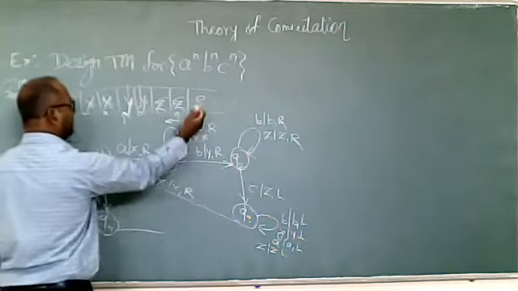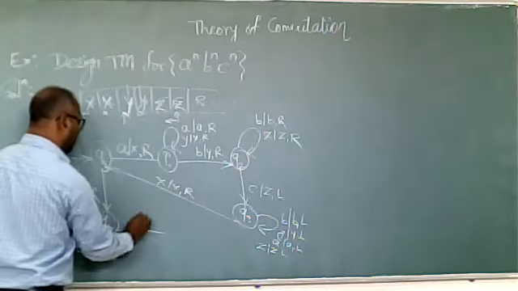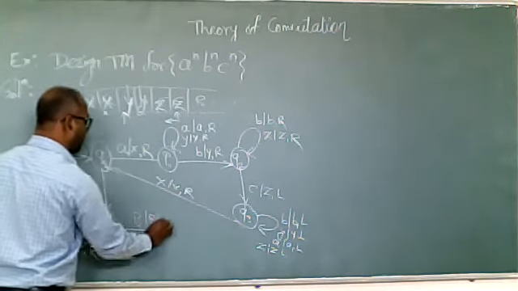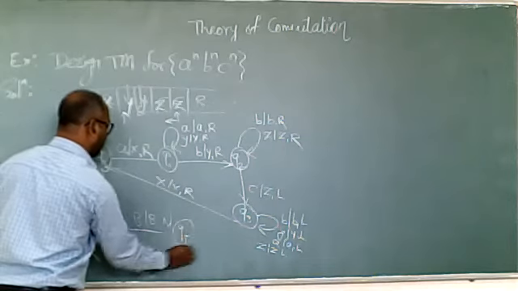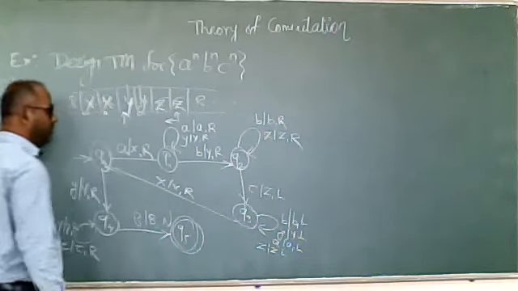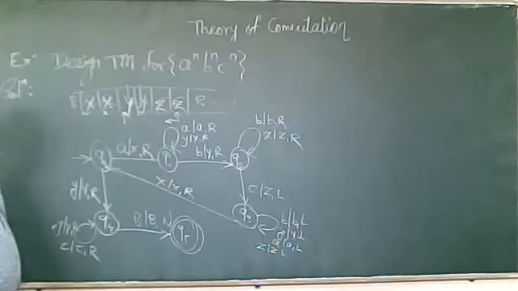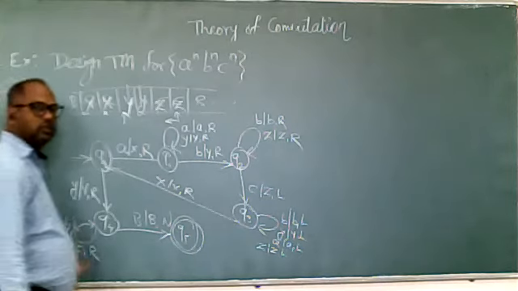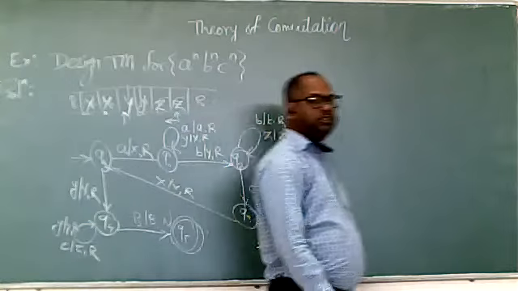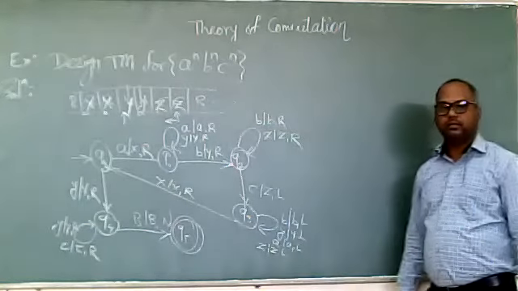Now we are getting this blank. So blank means what? Keep this blank as it is and no operation. This Q phi will be the final state. So this is the logic for checking a raised to n, b raised to n, c raised to n.